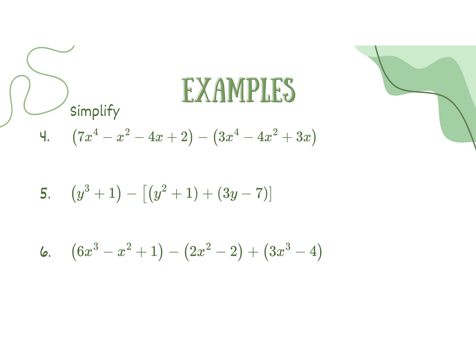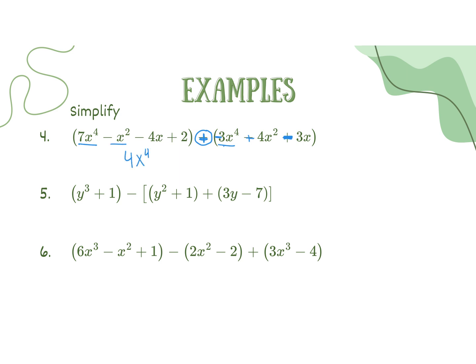All right, doing some more, the next one. Same thing as before, right? There's a minus in between, so I want to change that to a plus, and then change the sign of everything on the inside. All right, so now what we'll do is I'm going to take this 7x to the fourth, subtract 3x to the fourth. That's going to get me 4x to the fourth.